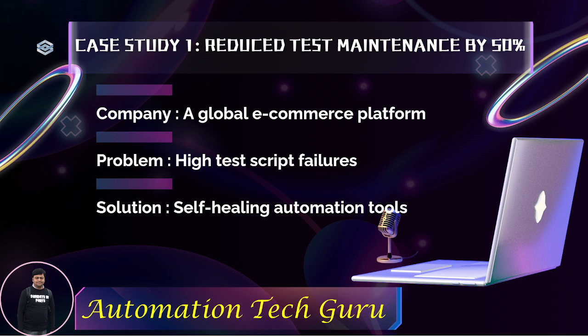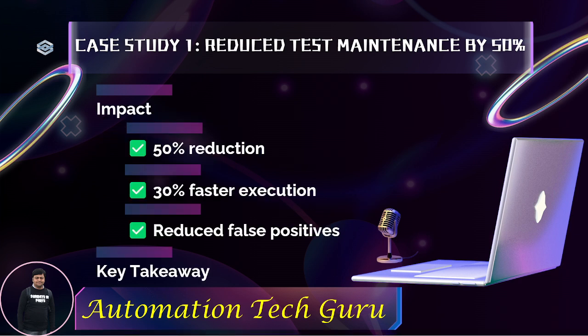The impact from these tools is a 50% reduction in test maintenance effort, and 30% faster execution as scripts dynamically adjust to UI changes. It also reduces false positives, improving test productivity. So what is the takeaway? AI powered automation eliminates brittle test scripts, reducing manual intervention.